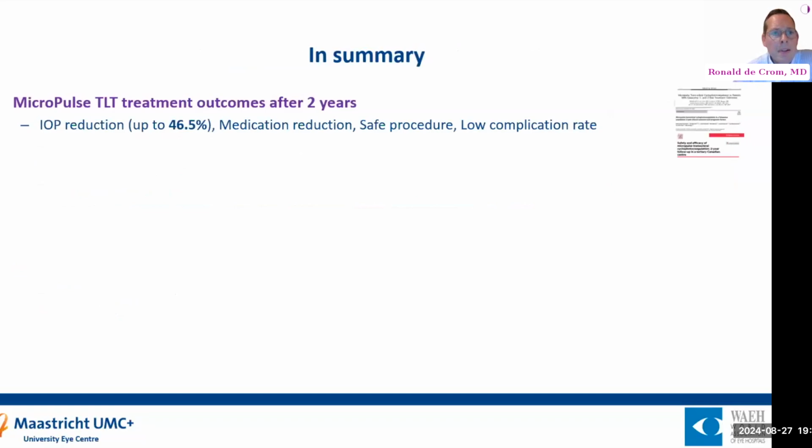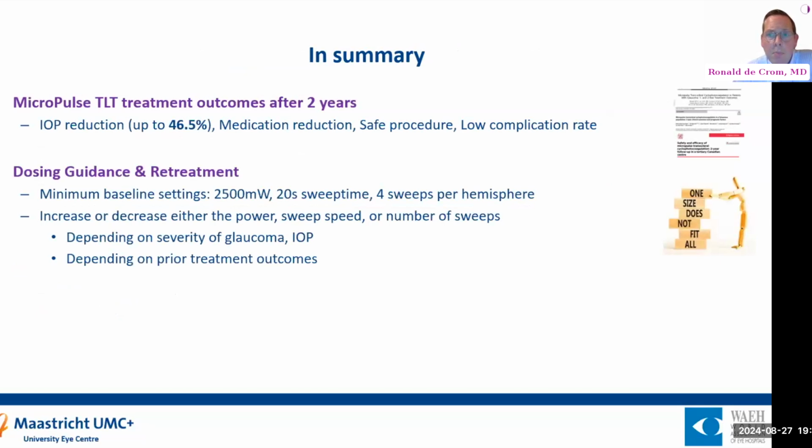So in summary, we know that a MicroPulse TLT can give you very good outcomes 2 years after the treatment. It is very important to use the best settings you can in a patient. So the minimum settings are mentioned here. It is also very important to adjust the power, the sweep velocity, and the number of sweeps, depending on the severity of glaucoma or the intraocular pressure.